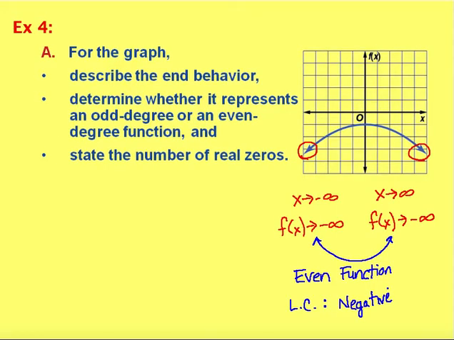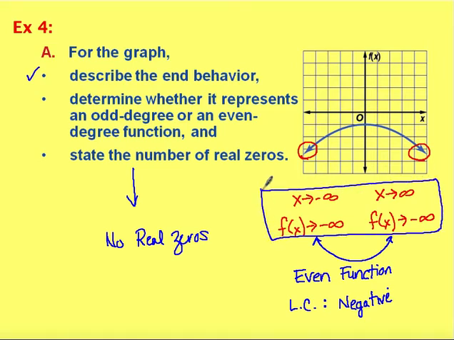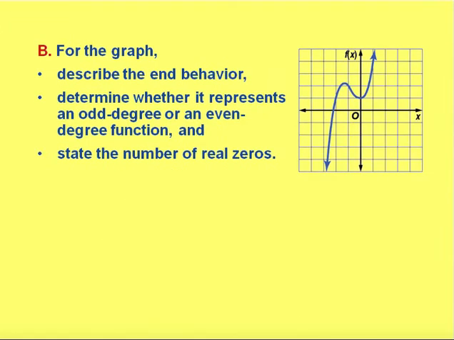So, I think I forgot to state the real number of zeros. So this one, in fact, could have 2 real zeros, it could have 4 real zeros, it could have 6 real zeros, but it actually has none because it never crosses the x-axis. So this one is going to have no real zeros. So we described the end behavior by using this table here. We determined that it was an even function with a negative leading coefficient and it has no real zeros. So let's look at our next one.